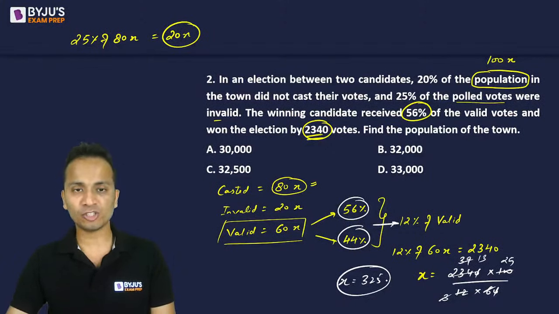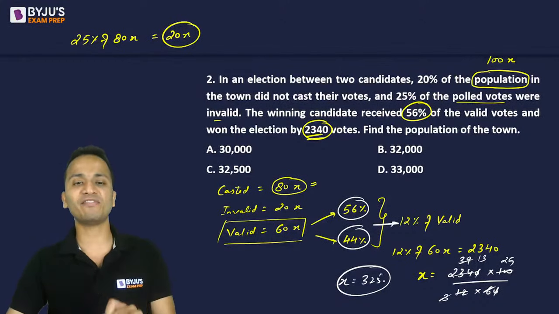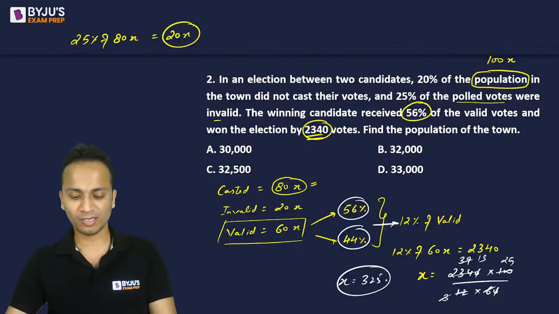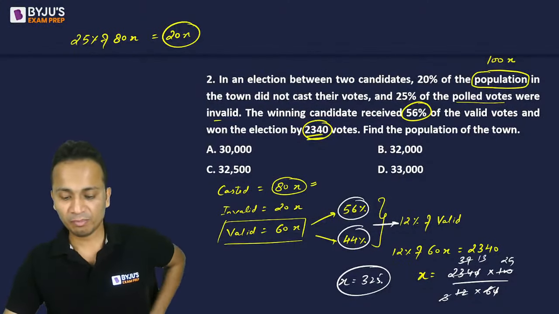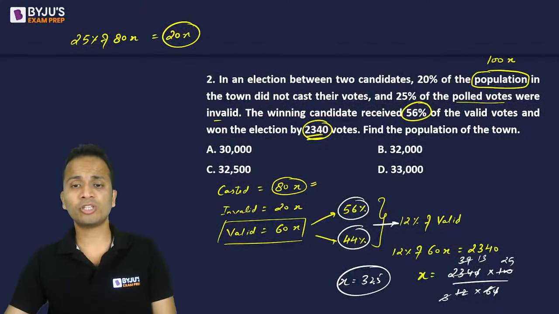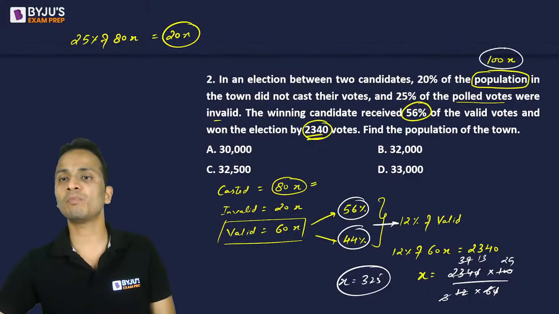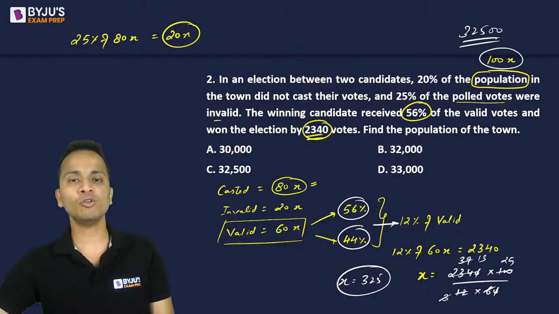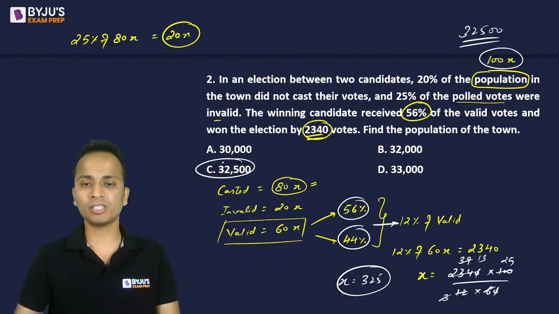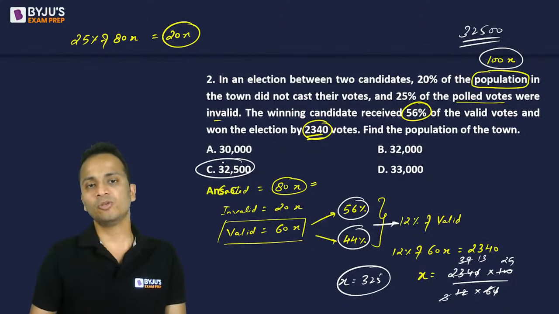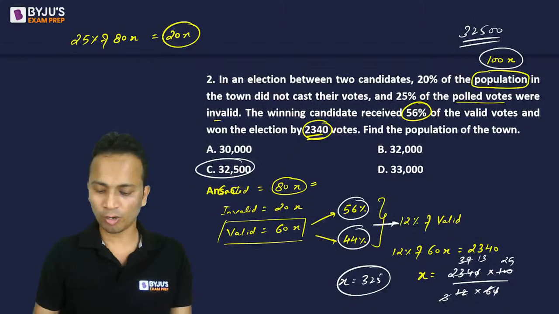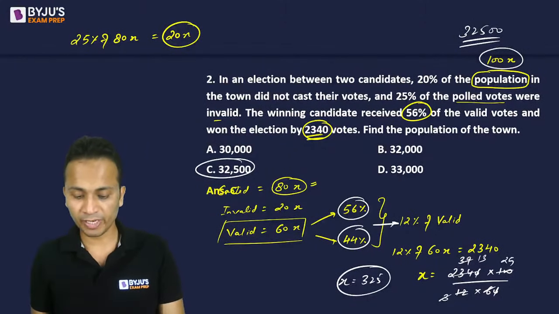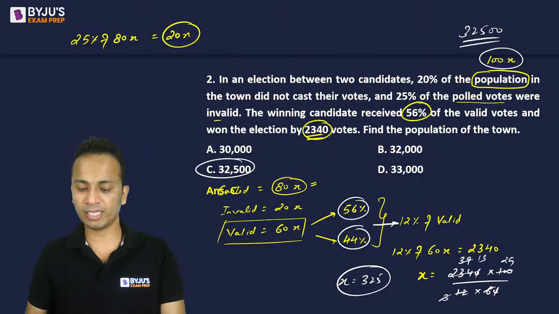23500? No, Ashmita, that is not the answer. It is 32500, so you have typed it wrong. So 325 is the value of x. So the total population is 100 into 325, that is 32,500, which is option C. So the correct answer in this case is option C, which is given by Prathmesh, Ishan, and Ashmita as well.